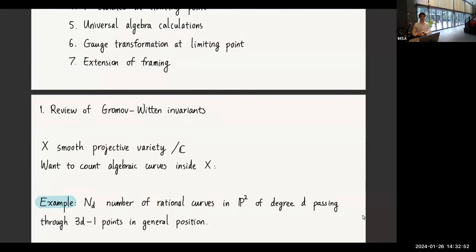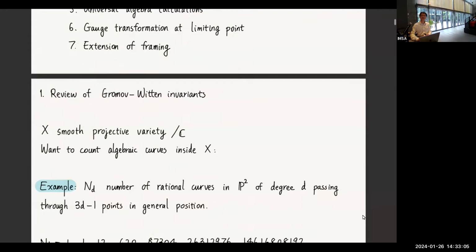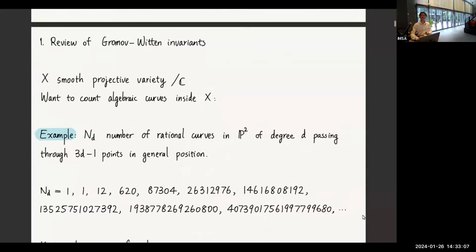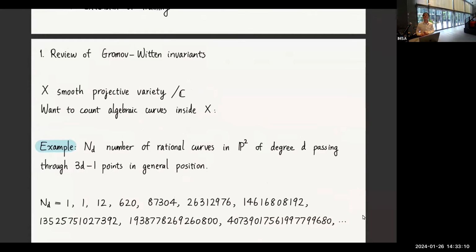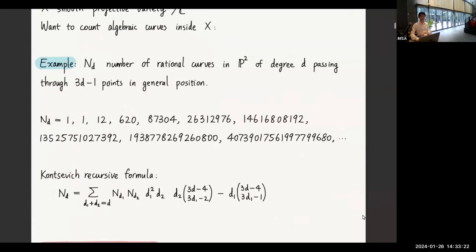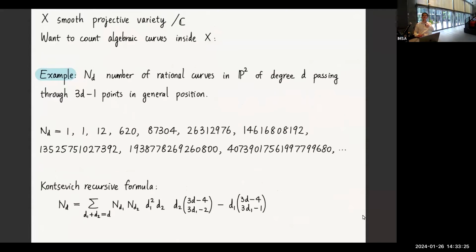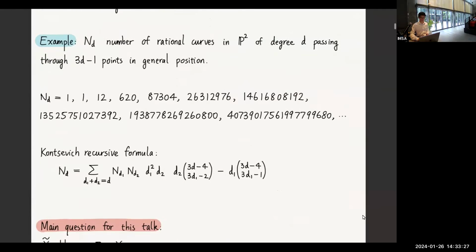Yeah, so I will go quickly through just the basic story. We have a smooth projective variety X over the complex numbers, and we count algebraic curves inside X. So we have this famous problem about counting rational curves in P2 of degree d passing through 3d minus 1 points in general position, and we get these interesting numbers. They are all computed by Kontsevich's recursive formula like this.